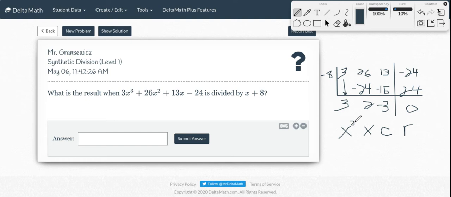we divided these polynomials. X cubed is the biggest term divided by x is x squared, right? You subtract those exponents. So we're going to have an x squared term in our answer. So what these numbers are here are the coefficients of these terms. So this is 3x squared plus 2x minus 3. That would be our answer.